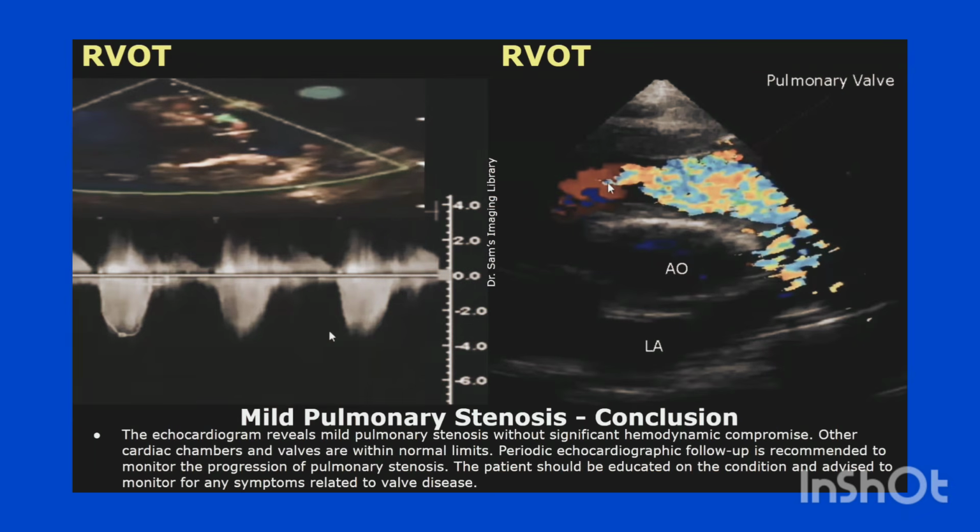Here is the conclusion. The echocardiogram reveals mild pulmonary stenosis without significant hemodynamic compromise. Other cardiac chambers and valves are within normal limits. Periodic echocardiographic follow-up is recommended to monitor the progression of pulmonary stenosis. The patient should be educated on the condition and advised to monitor any symptoms related to valve disease.